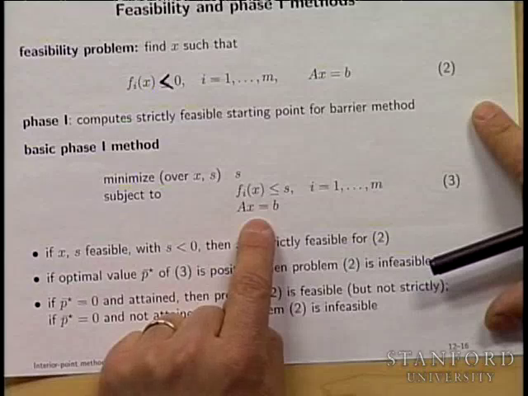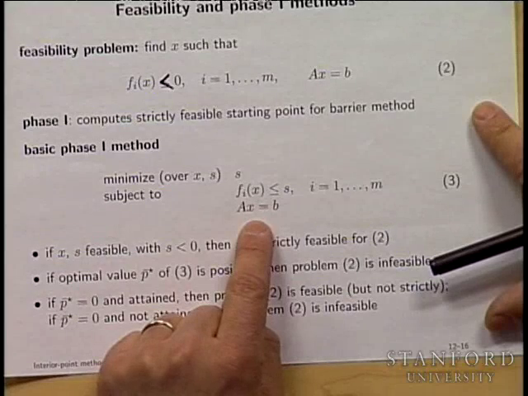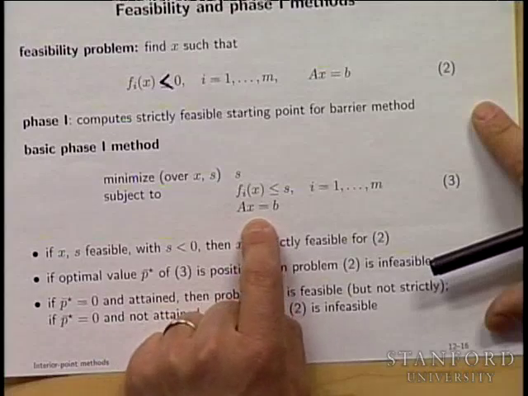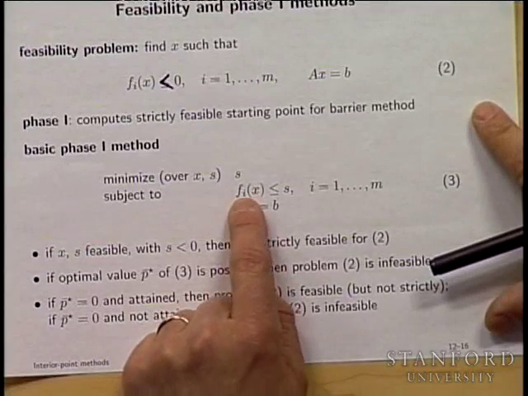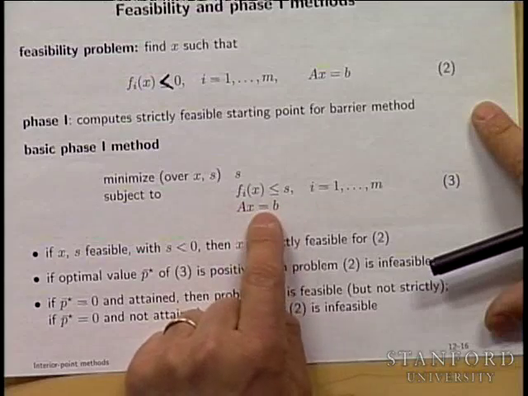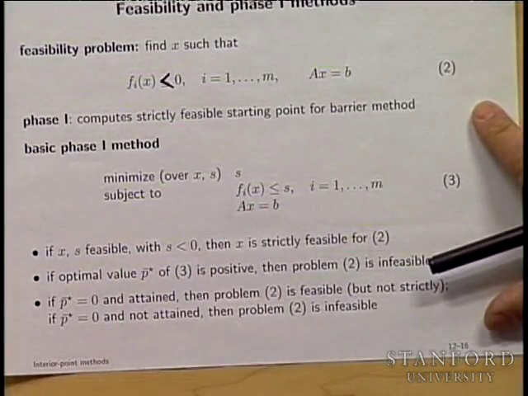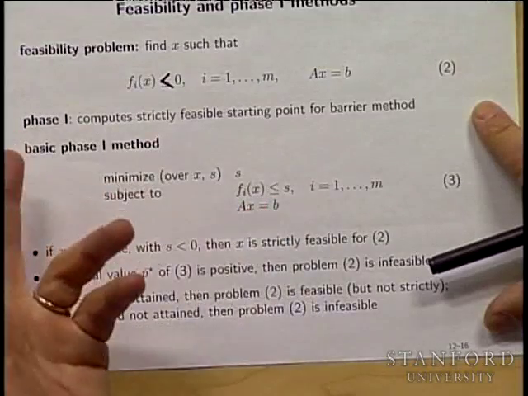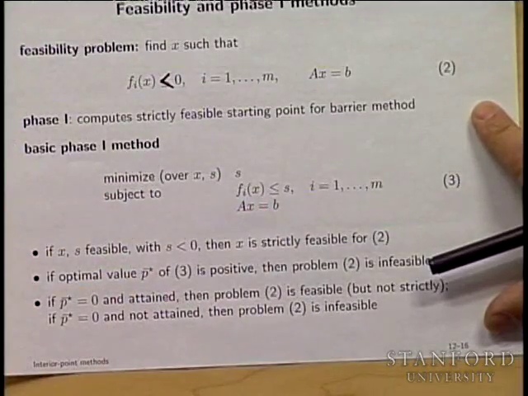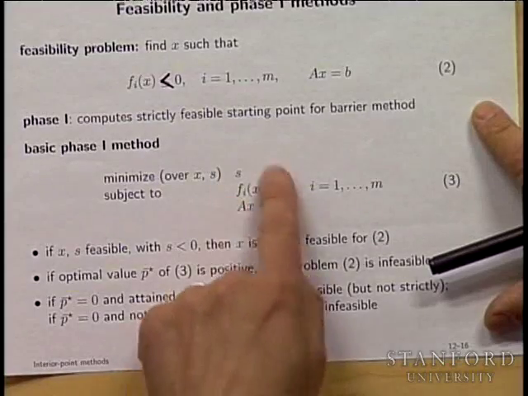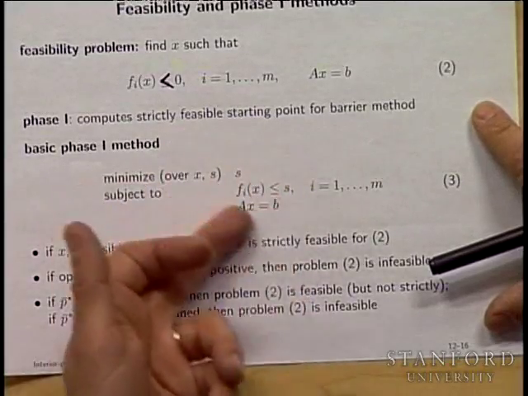However, for this problem, I can always find a strictly feasible point, provided I know any x that's in the domain of f and satisfies Ax equals b. I choose whatever x I like. It's not feasible for the original problem; a lot of the fi's are way bigger than 0. Then I find the max of the fi's, and I take s equal to that max plus 1. And that's now a strictly feasible point.